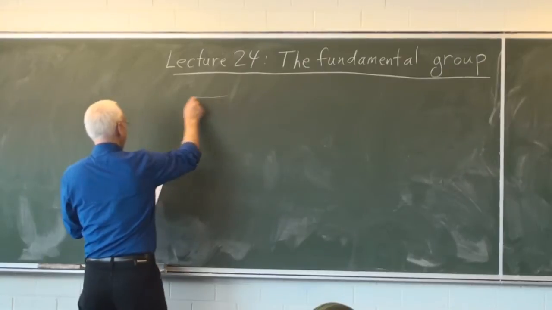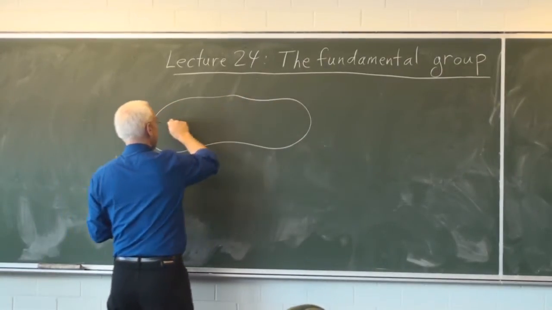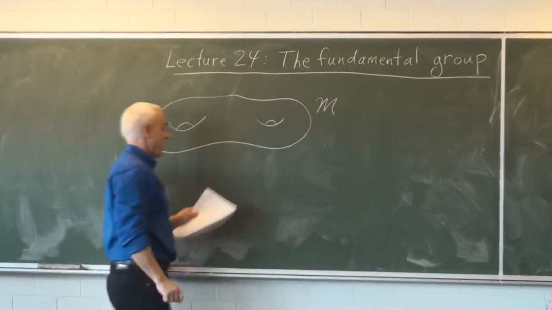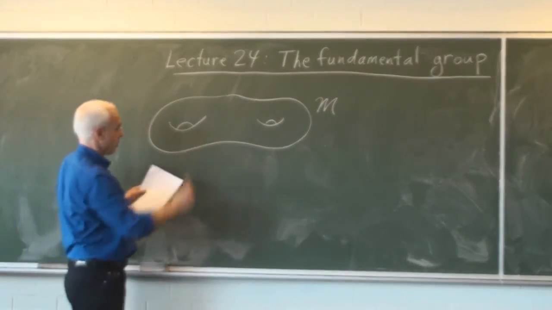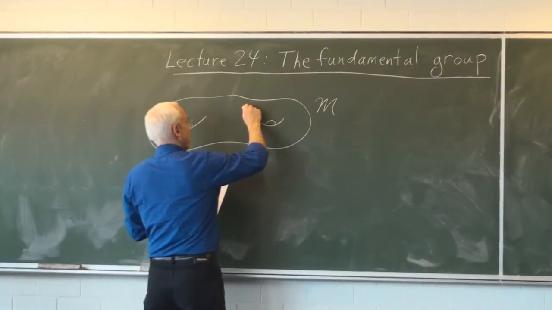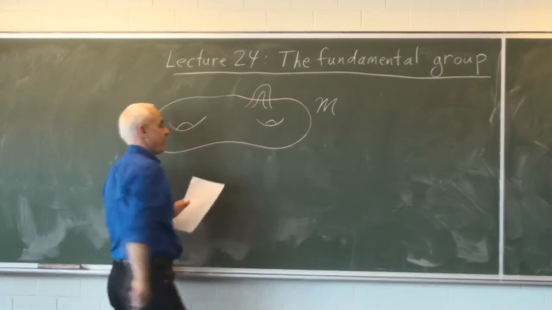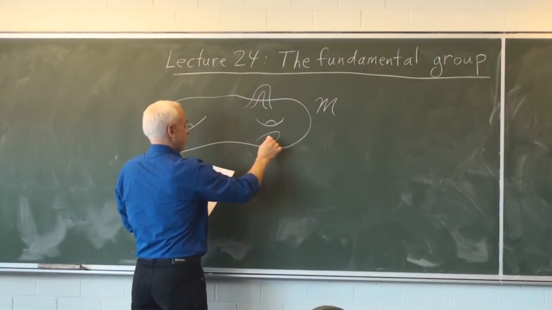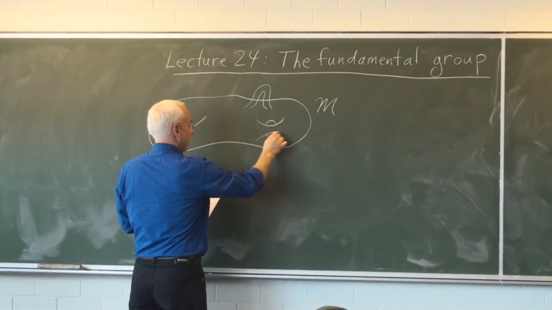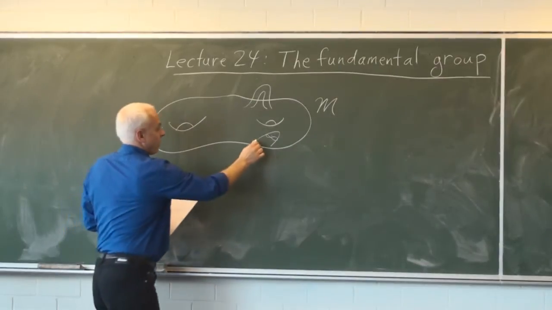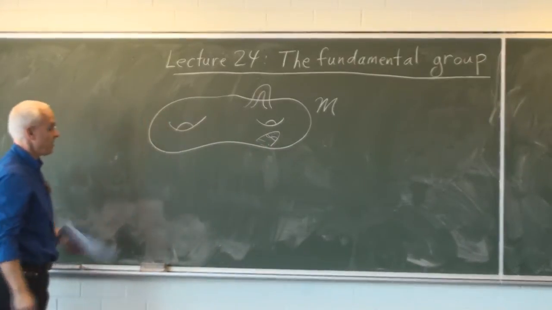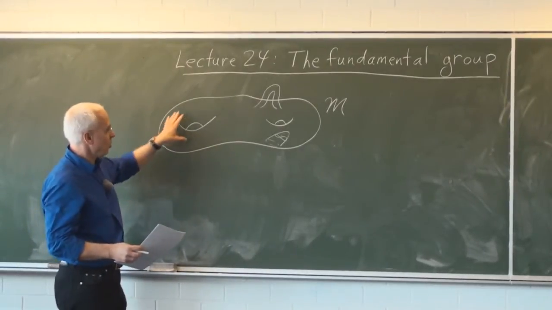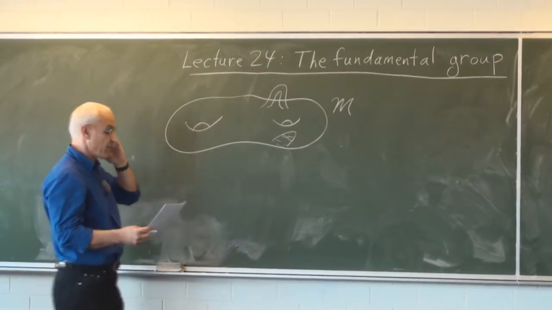So let's suppose we have a surface. Let's call it M. It might be a torus with a couple of holes like that, or maybe we can imagine having a few extra handles. We can draw it like that, or maybe there's a cross cap on it, which we can draw loosely like this. What we're going to be talking about here is paths or loops on the surface.